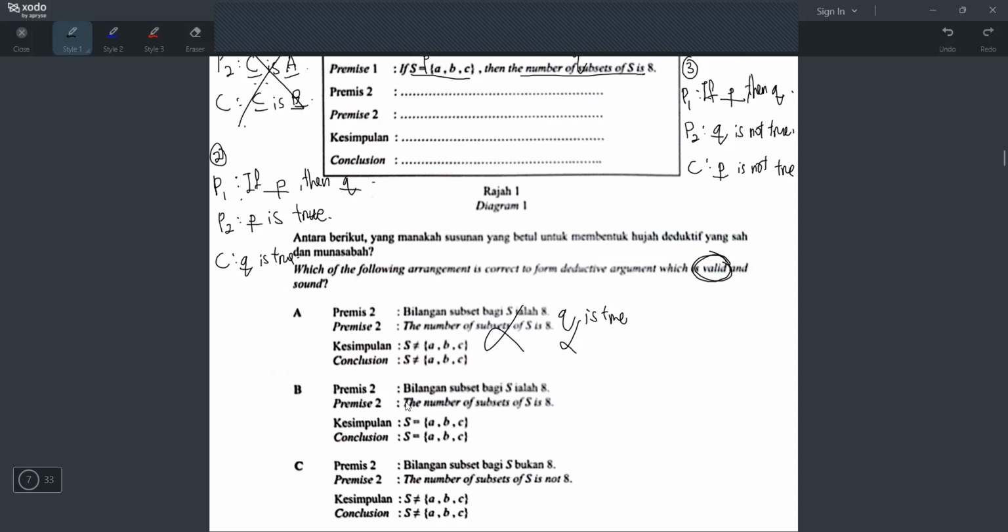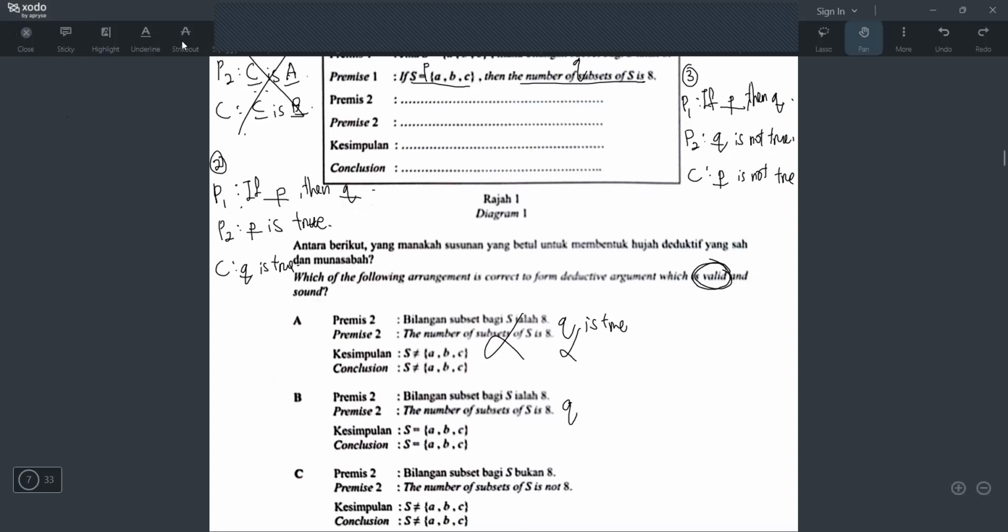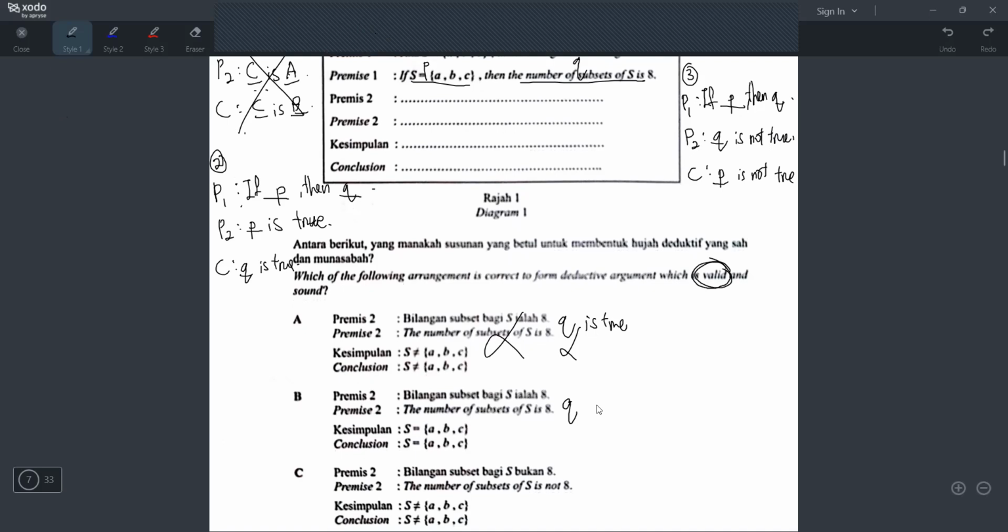What about B? In premise 2, they said the number of subsets of S is 8. So they actually mentioned Q also, but when they mention Q, they mention Q is true, which is wrong, right? Because I already mentioned, if you want to mention Q first, you have to mention that it's not true for it to be valid. If you want it to be valid, you have to mention Q is not true in your premise 2. But this one they mention Q is true, that's why it's wrong.